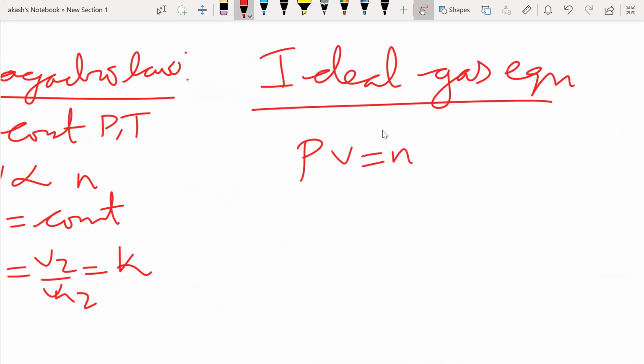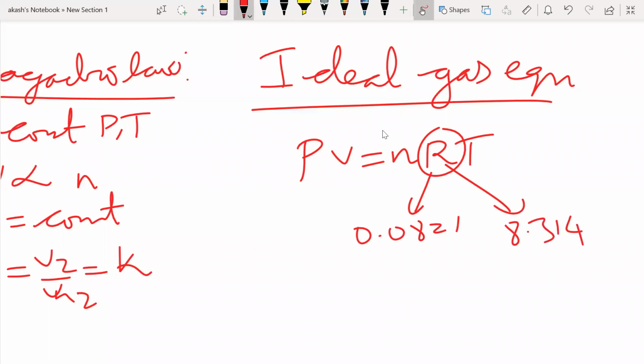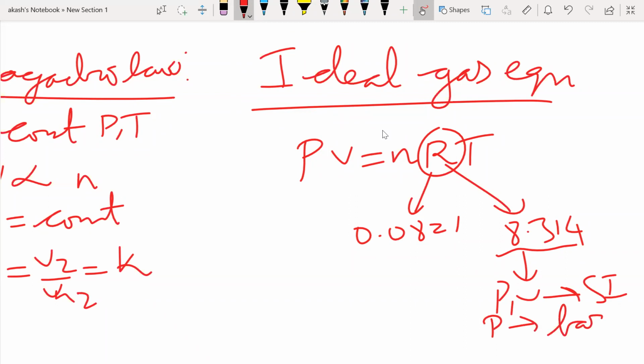So now combining all this, I will be getting the famous ideal gas equation, which is nothing but PV is equal to nRT. And you have to be very careful with the R value. Majority will be using 0.0821, or you will be using 8.314. 8.314 if you're going to use pressure and volume in SI units, that is, for pressure if you use bar or Newton per meter squared, and for volume if you use meter cube. At that time you have to go for 8.314.